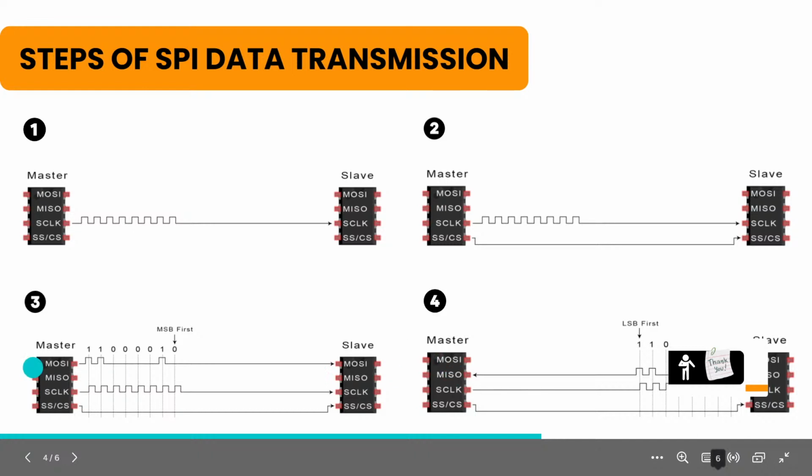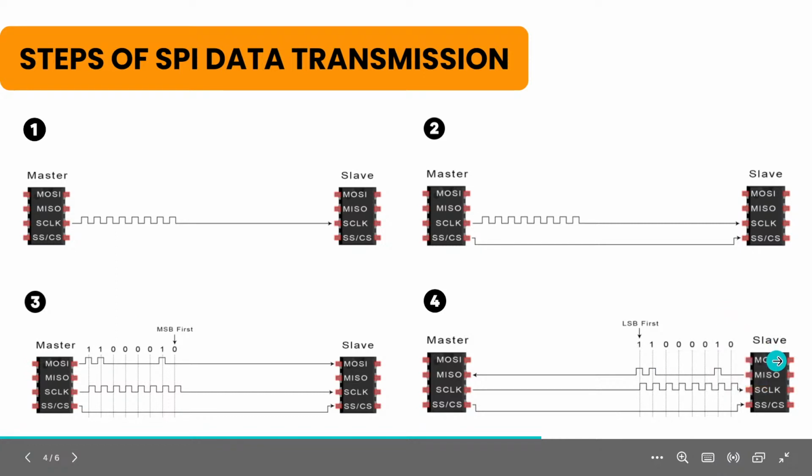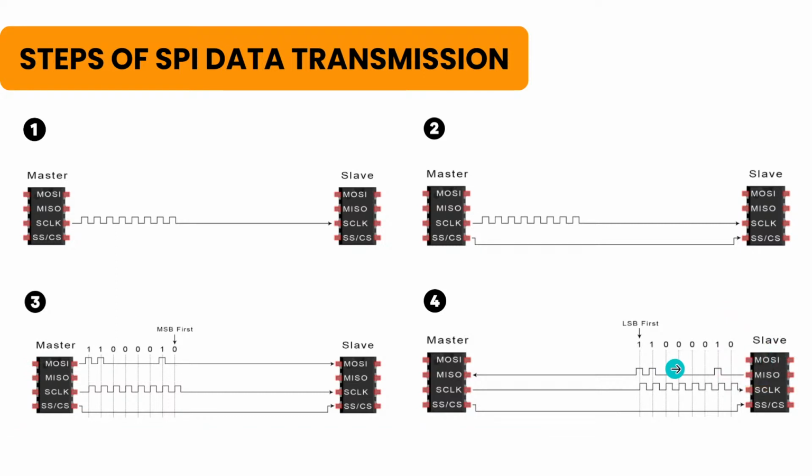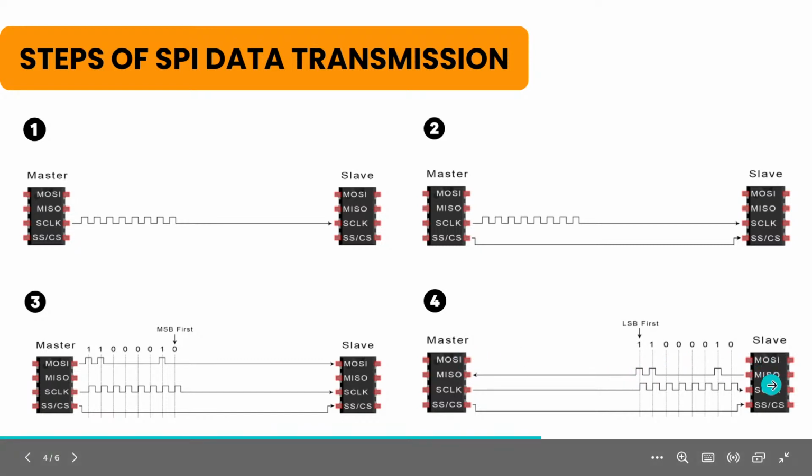And the next step is, if a response is needed, the slave returns data one bit at a time to the master along the MISO line. The master reads the bits as they are received. This is how SPI actually works.